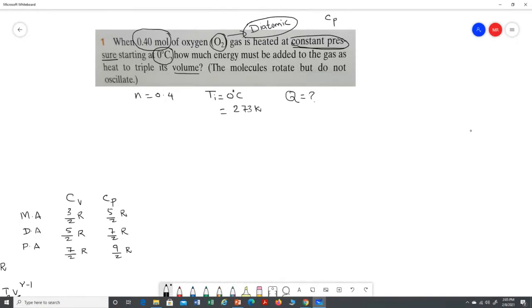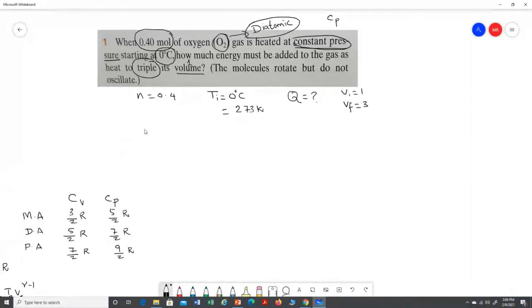That means initially what is the volume? Initially the volume is 1. Am I right? Yes. So when you heat, what happened? Its volume is increased from 1 to triple, 3 times. So my initial volume is 1. What is my final volume? 3. So we are going to find this Q.